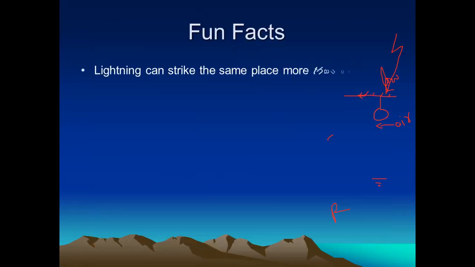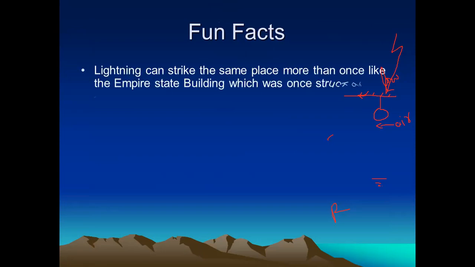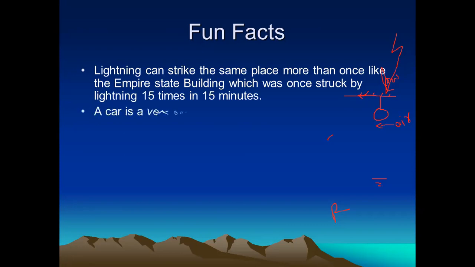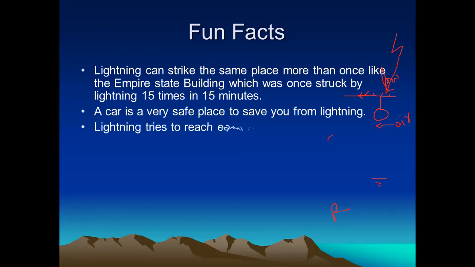Some fun facts about the lightning. Lightning can strike the same place more than once. It doesn't mean that if a spot has been struck by lightning it cannot be struck again. Here is an example: the Empire State Building was struck by lightning 15 times in 15 minutes. A car is a safe place to save you from lightning, so avoid the trees.